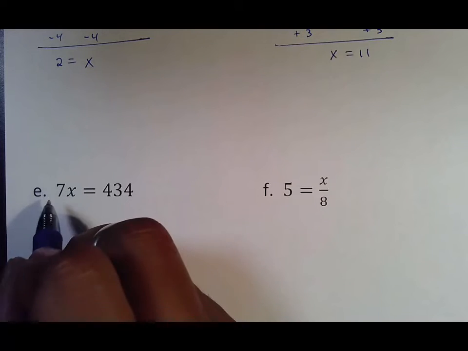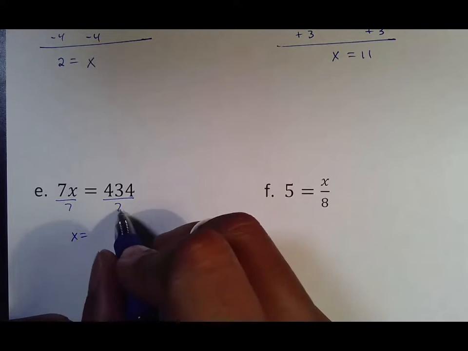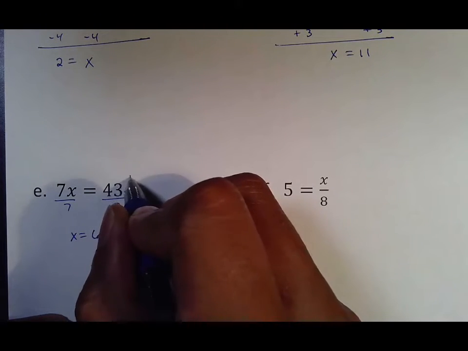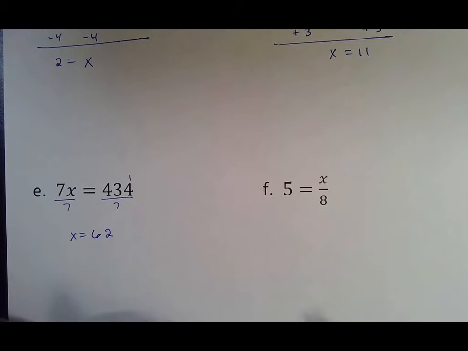This is one of the big numbers, but we should be okay. We recognize that 7 is being multiplied, so we divide by 7. X comes down. 7 goes into 43, I think 6 times, making 42, which leaves me 1 short. 7 goes into 14 twice, giving us 62 as an answer.